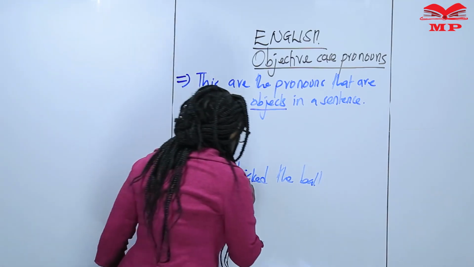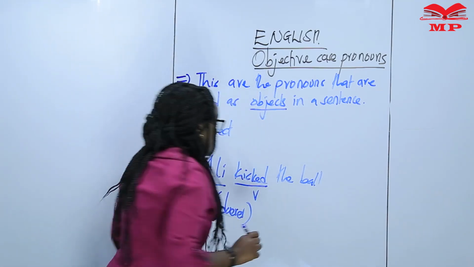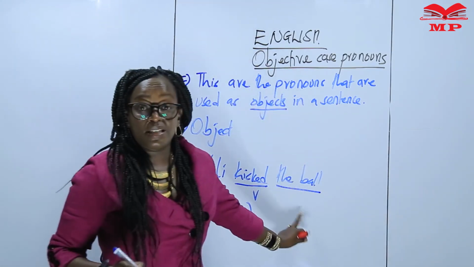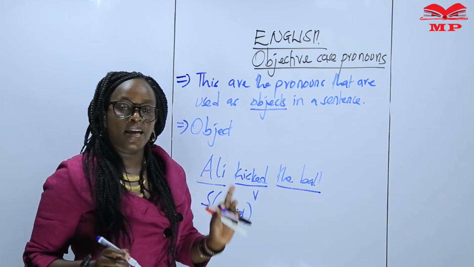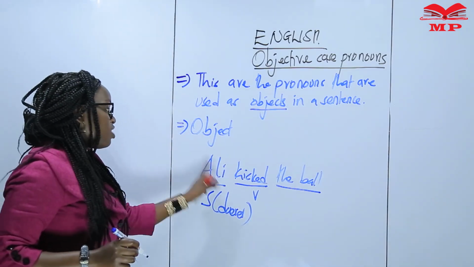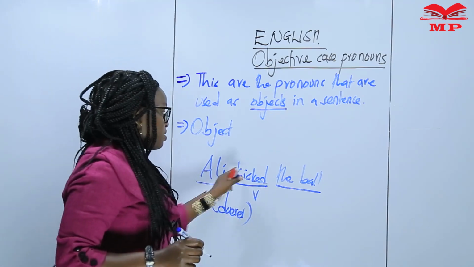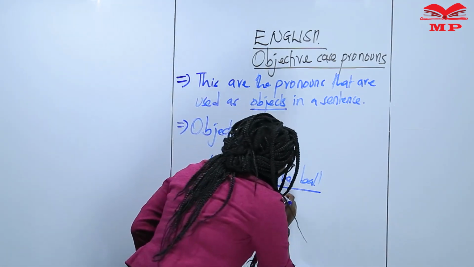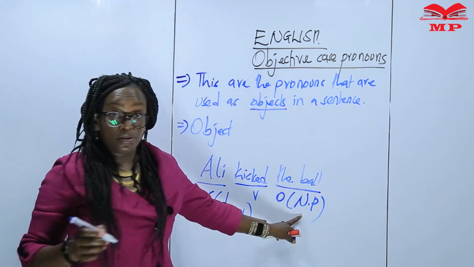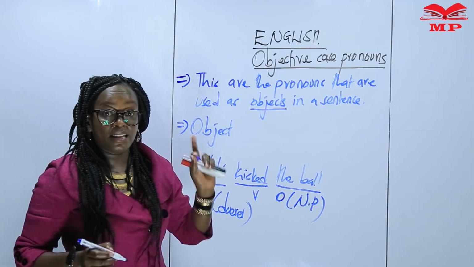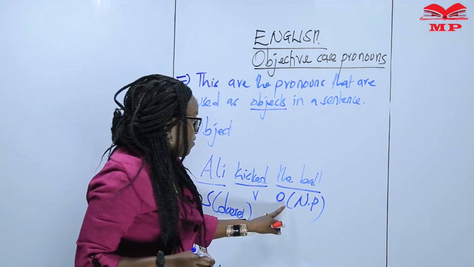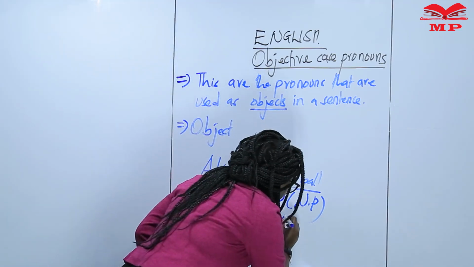Then we move on to the next part. Of course, kicked is the verb. And then the ball is a noun phrase, but it is a noun phrase that is playing the role of an object in this sentence. Remember, we've said subjects are the doers of actions in sentences, and our object here is actually a noun phrase. You talked about noun phrases in Form 1, so I'm expecting that you understand what a noun phrase is. I'll not go back to that. So the object here is a noun phrase, and again, it is the receiver.